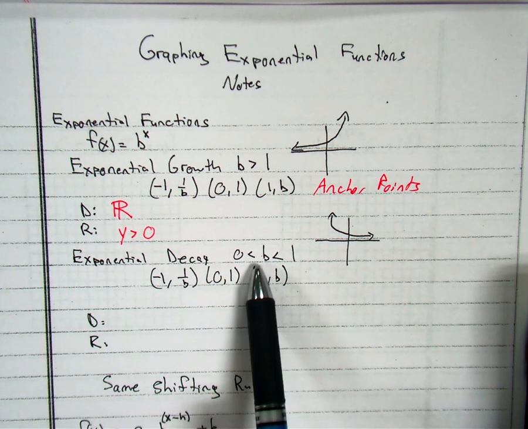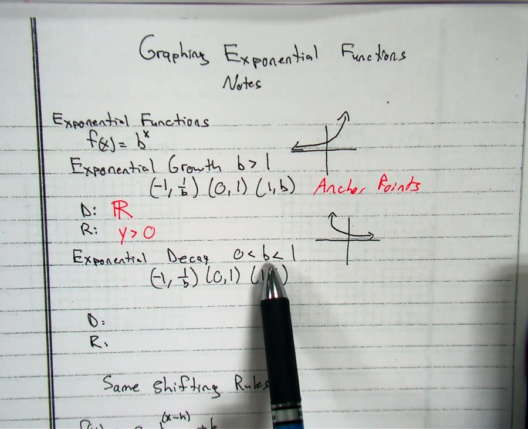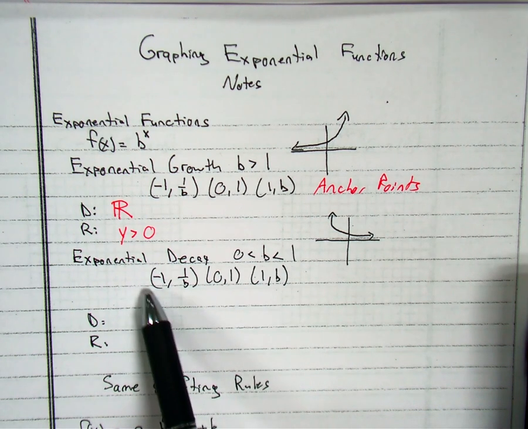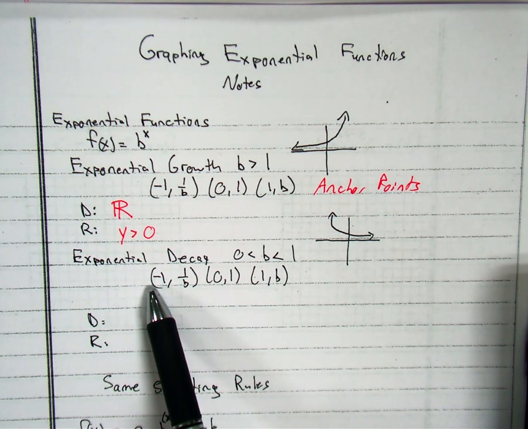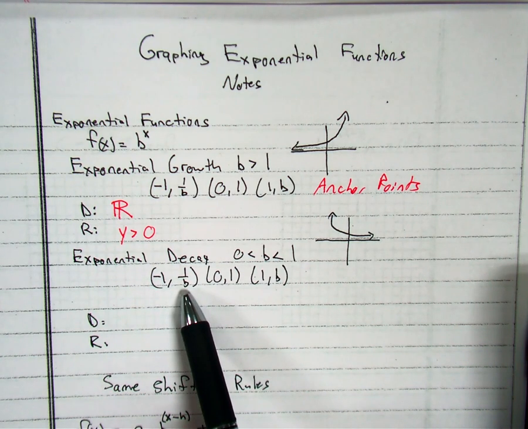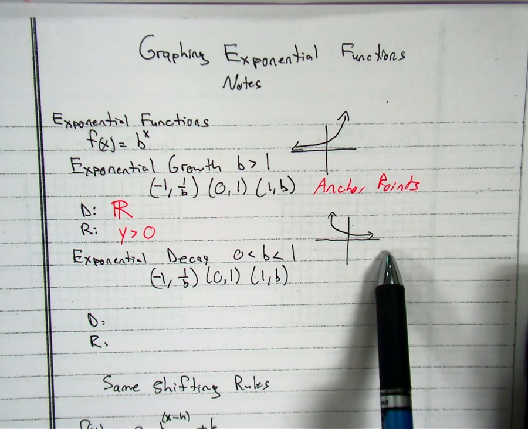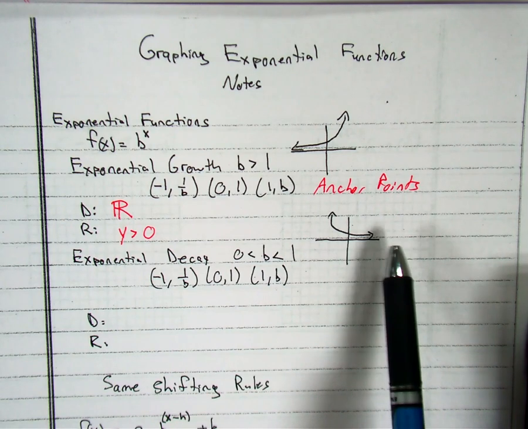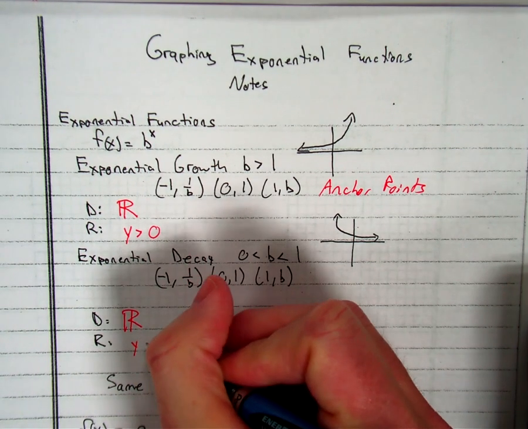Exponential decay is when we have a base number that's between 0 and 1, like a half, the most common one. If we go a half to the negative 1 power, you're going to flip that. 1 divided by a half is actually going to be 2. So that's why the negative side is up and the positive side is down. If I do a half to like the 10th power, it's going to be a really small decimal. Again, our domain is all real numbers, and our range is greater than 0.